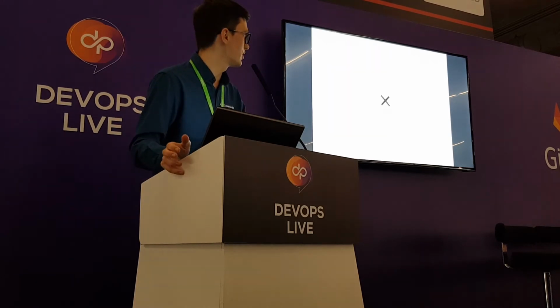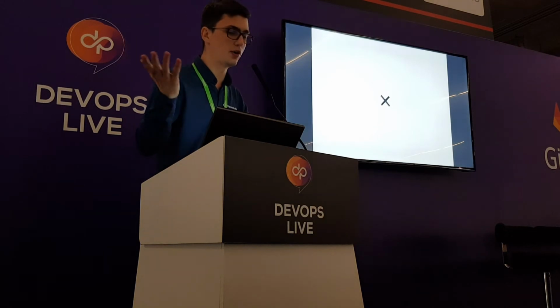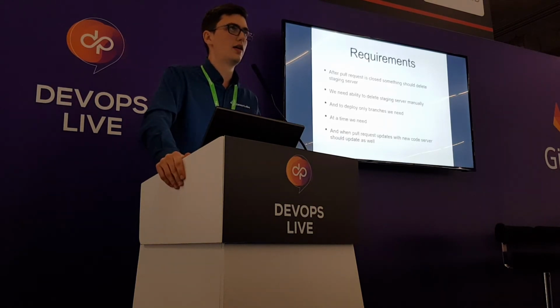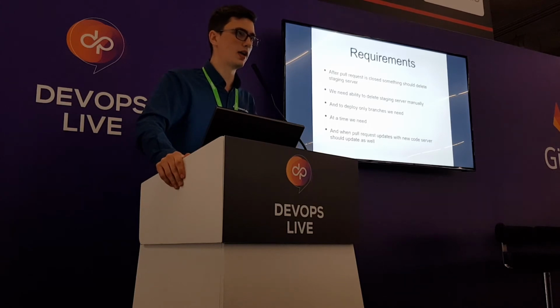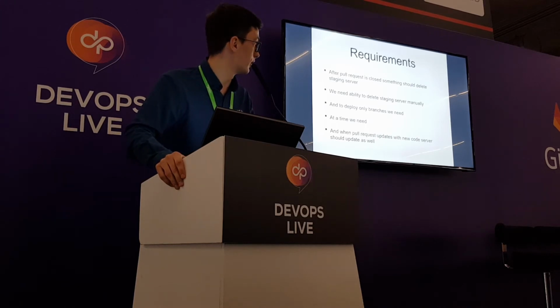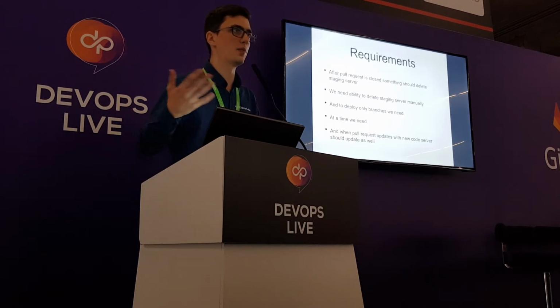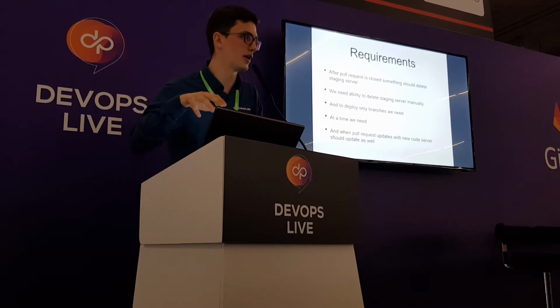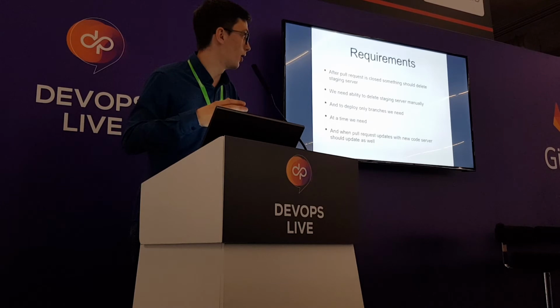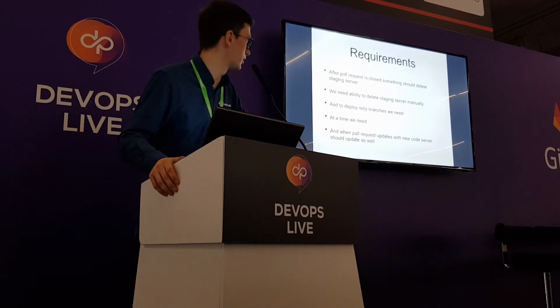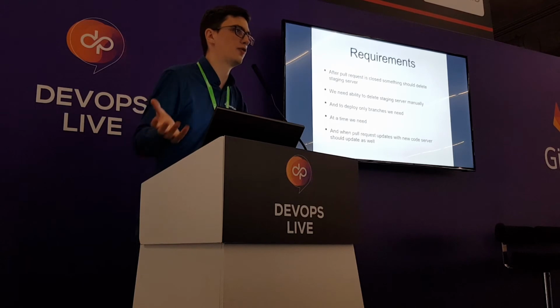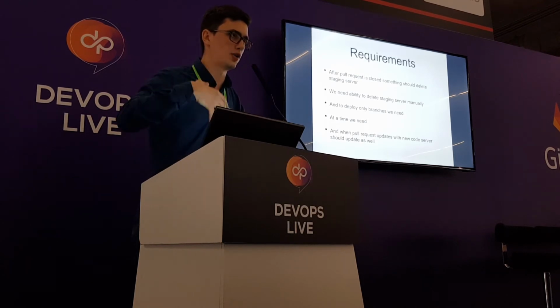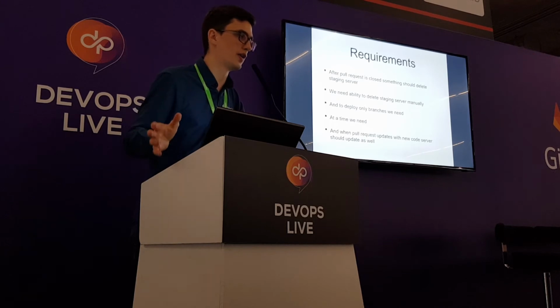We can use it, but not quite yet, because after each pull request is closed, we should clean up every server. We should delete it, and we need to deploy only the branches we need at the time we need them. And we also need an ability to destroy a newly provisioned server before the pull request is closed. So there is a need for some kind of deployment application on our server that will handle all these things.